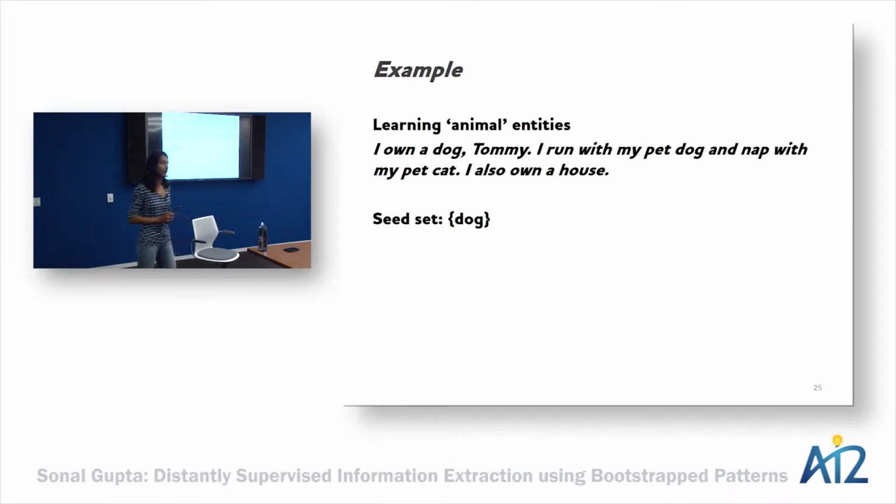So for example, if you want to learn animal entities, and all you know is that dog is an animal, and you have some text: I own a dog, Tommy. I run with my pet dog and nap with my pet cat. I also own a house. Then you label both the instances of dog in this text.